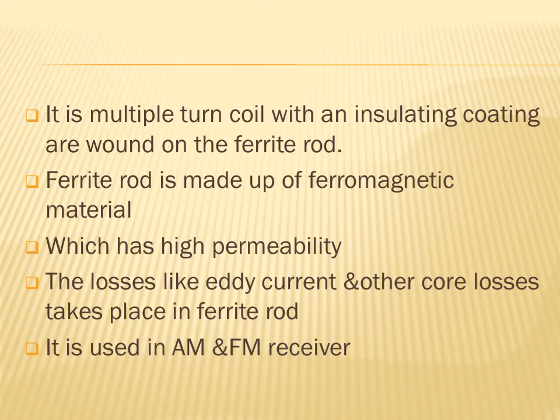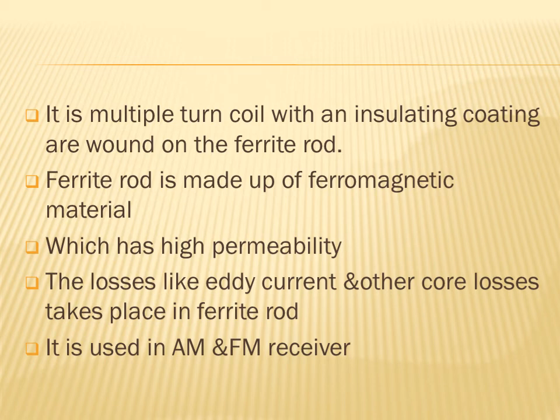The losses like eddy current and other core losses take place in a ferrite rod. This ferrite loop antenna is used in AM and FM receivers.